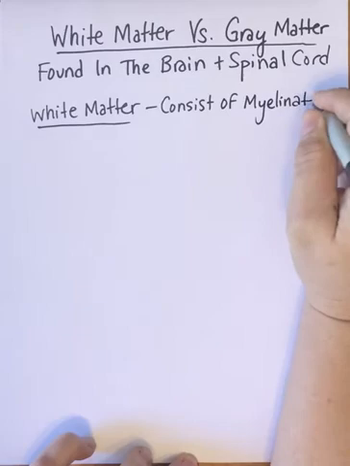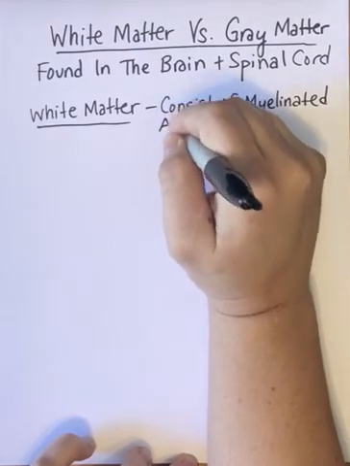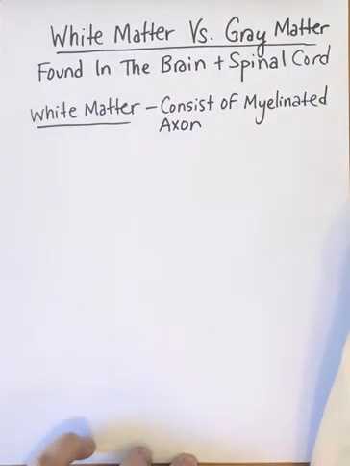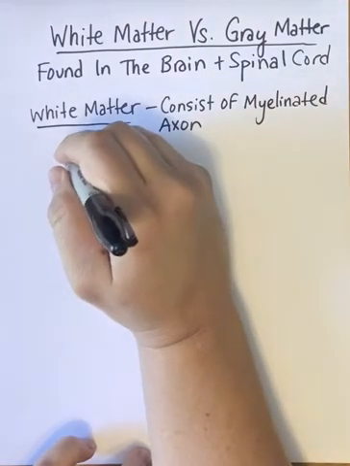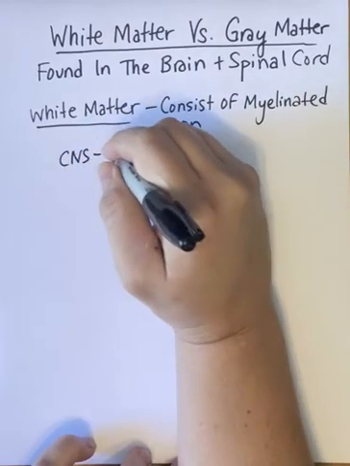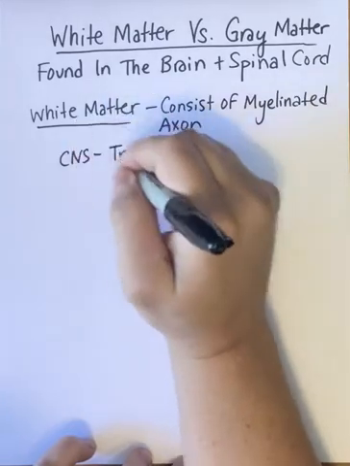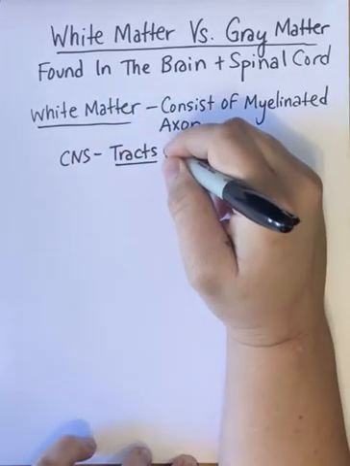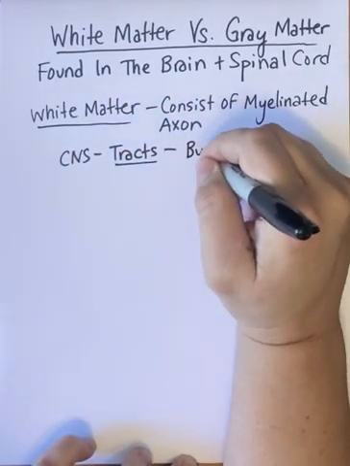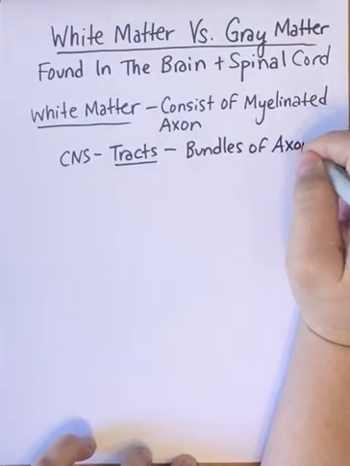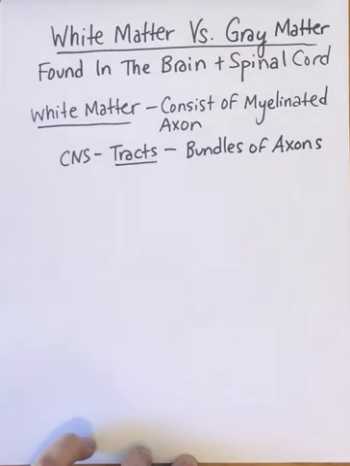Myelin is lipids or fats that wrap around neurons. So when we talk about white matter in the CNS, we always refer to them as tracts. Tracts are myelinated axons that make up your white matter. These are bundles of axons that are myelinated inside of the CNS.